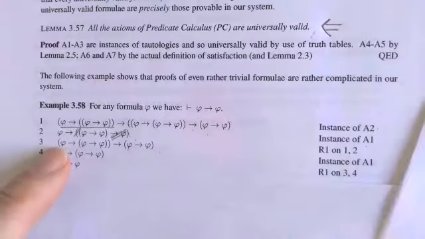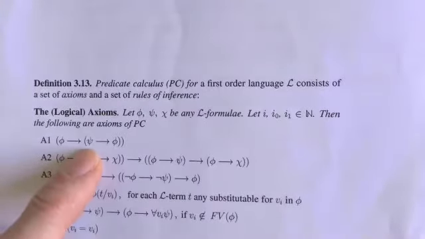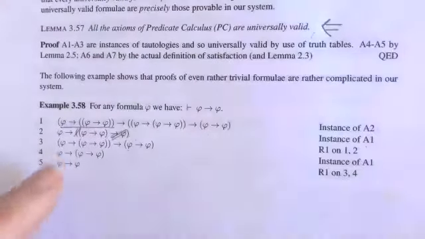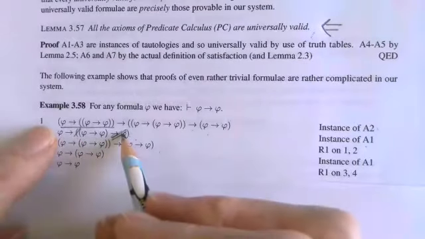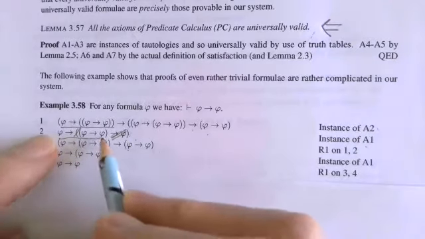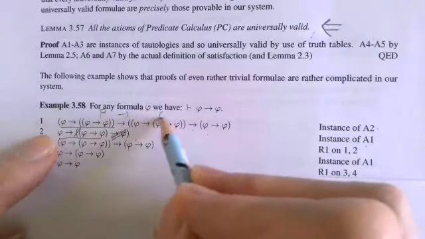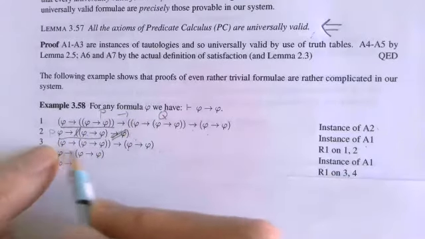And this instance of A1 that I've got here is simply, I've just put phi here for psi. Previously I said phi arrow phi. It's just phi here. So phi arrow phi. And the point is that if I think of this as P arrow Q, this is P here, and here's Q.